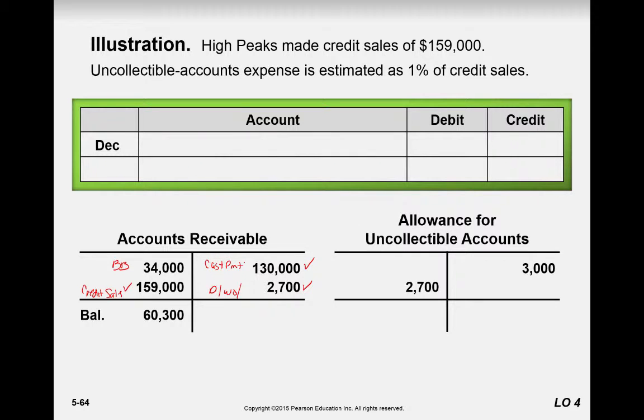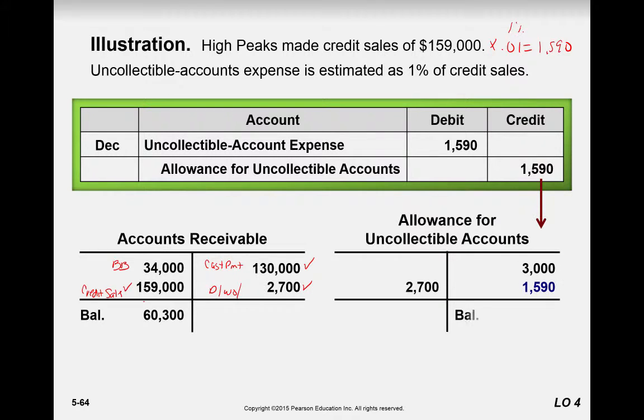Now we need to actually record our uncollectible account expense. Don't forget that whatever balance we come up with here is basically our 1% of our 159. So we're going to take that 159 and multiply it by 0.01 to get the $1,590, or 1%. Then we're going to debit uncollectible account expense, or bad debt expense, and credit our contra revenue account, the allowance. Here we see this was our beginning balance, here is our write-off, and now we have our bad debt expense. So we have our balance here, and now you see what each T account looks like.